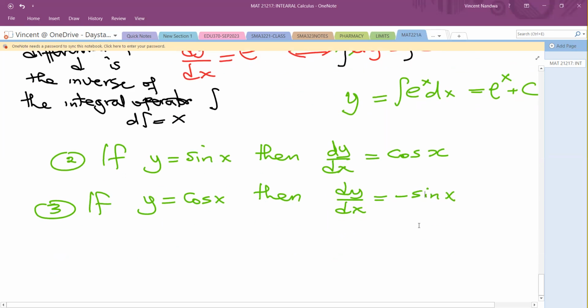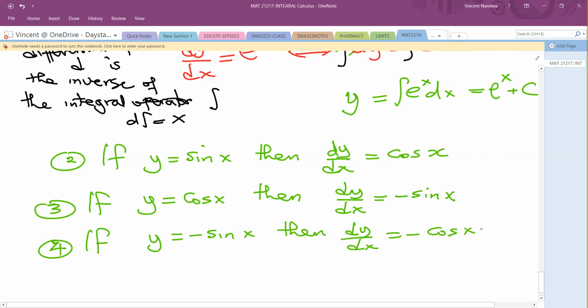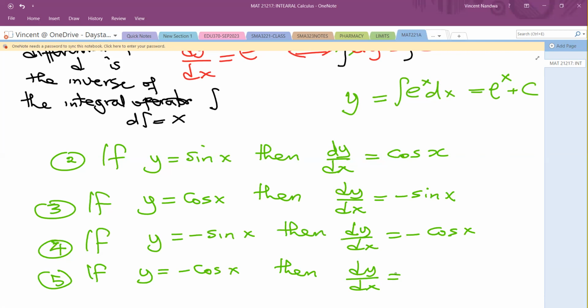So these are the things we did in differential calculus. And number 4, if y is minus sine x, then dy/dx will be minus cos x. And if I say y is minus cos x, having given you the value of dy/dx for cos x, what would be the value of dy/dx for minus cos x? Sine x, because now negative and negative cancel out, okay? So this will be sine x.